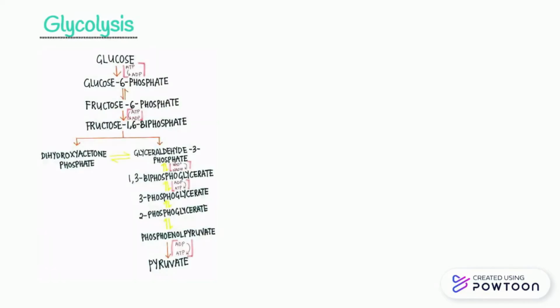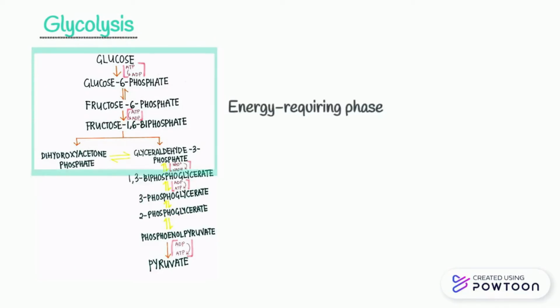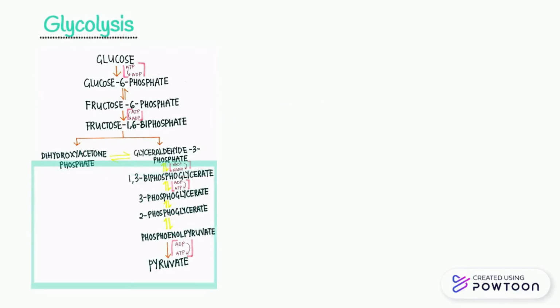Glycolysis is the process of breaking down glucose into pyruvate, a 3-carbon molecule. This process involves 10 key steps that can be divided into 2 phases. The first phase, involving the first 5 steps, is called the energy requiring phase, while the other 5 steps in the second phase are called the energy releasing phase.